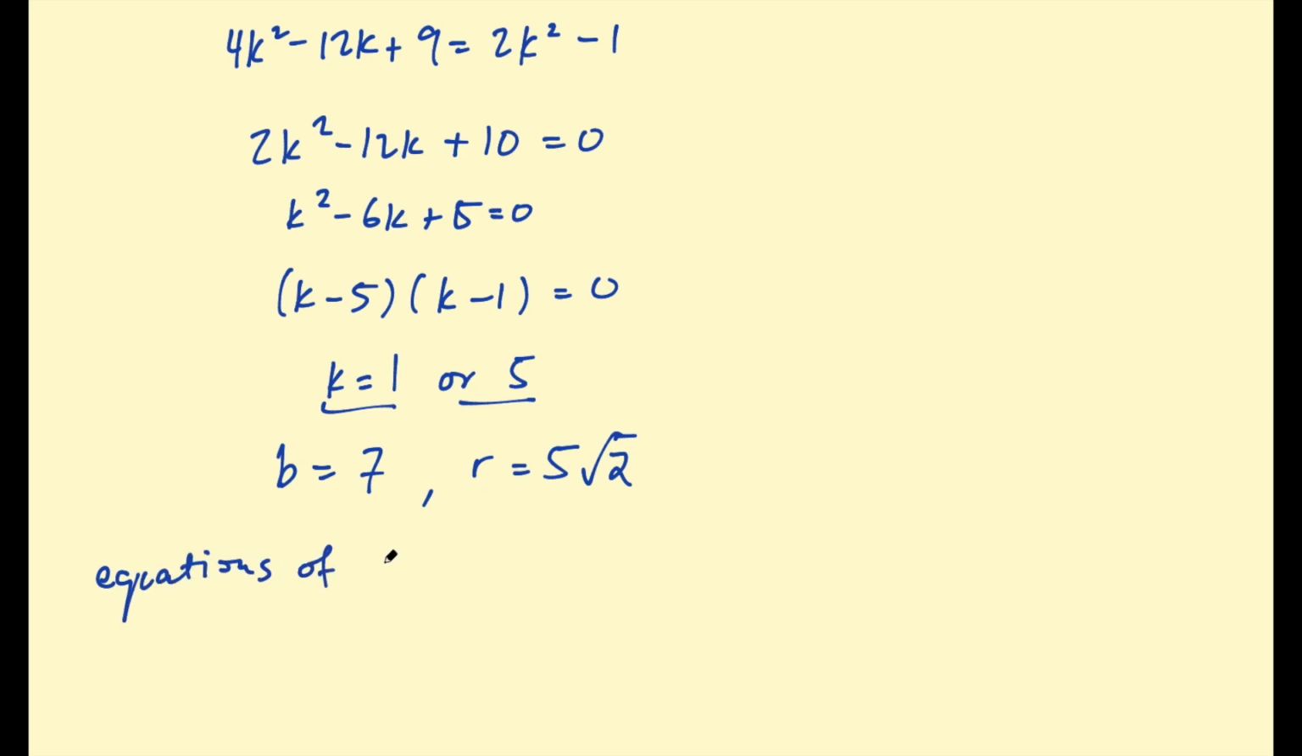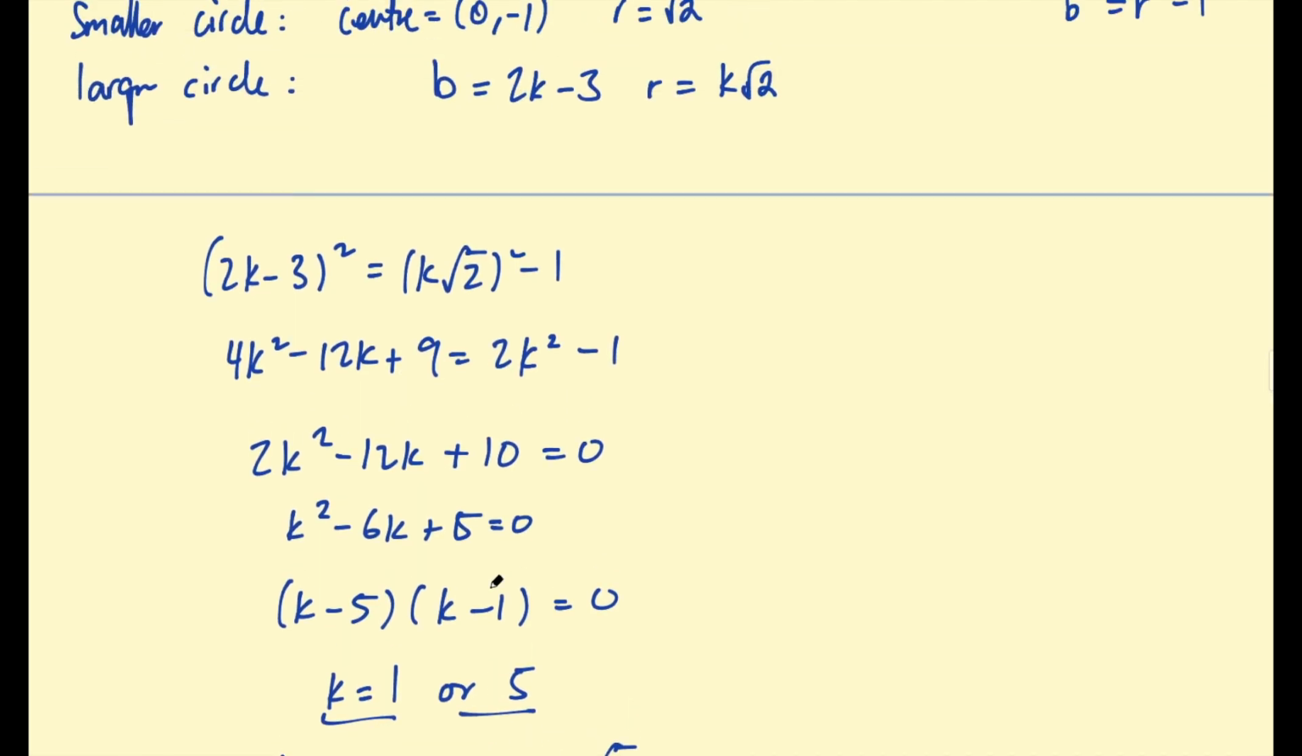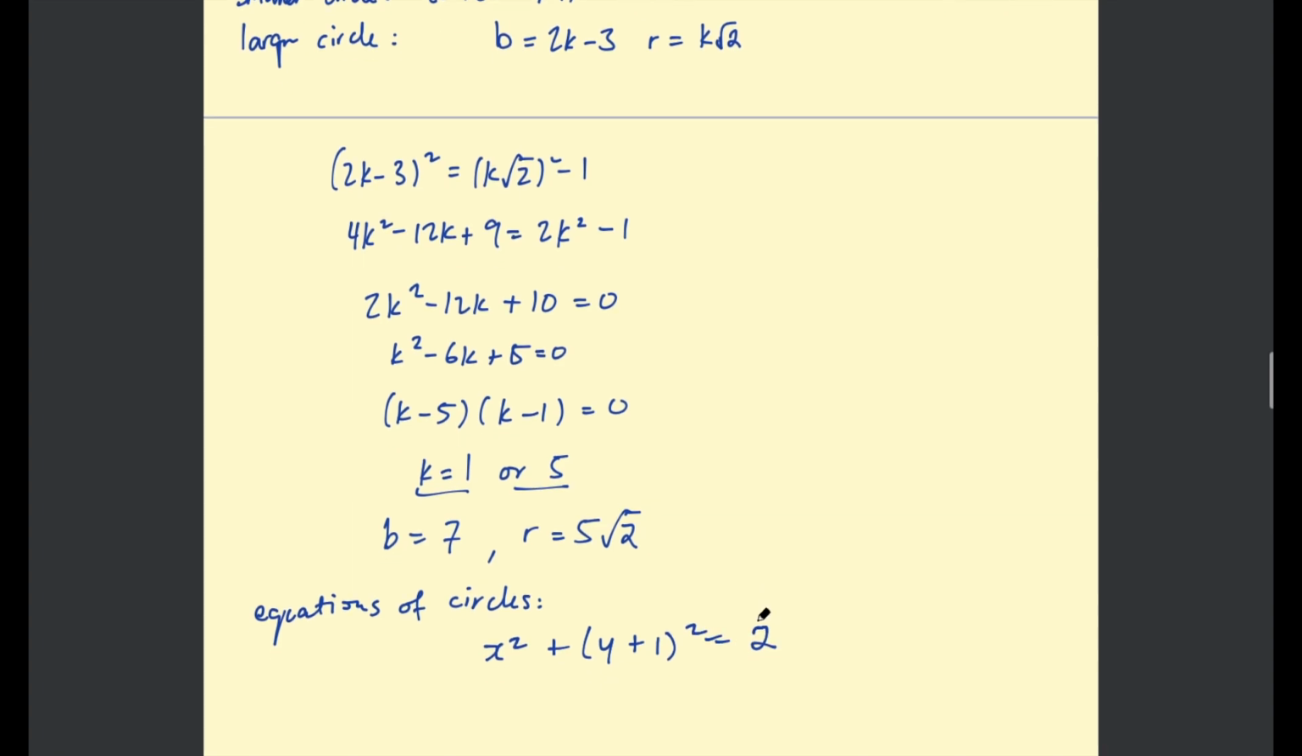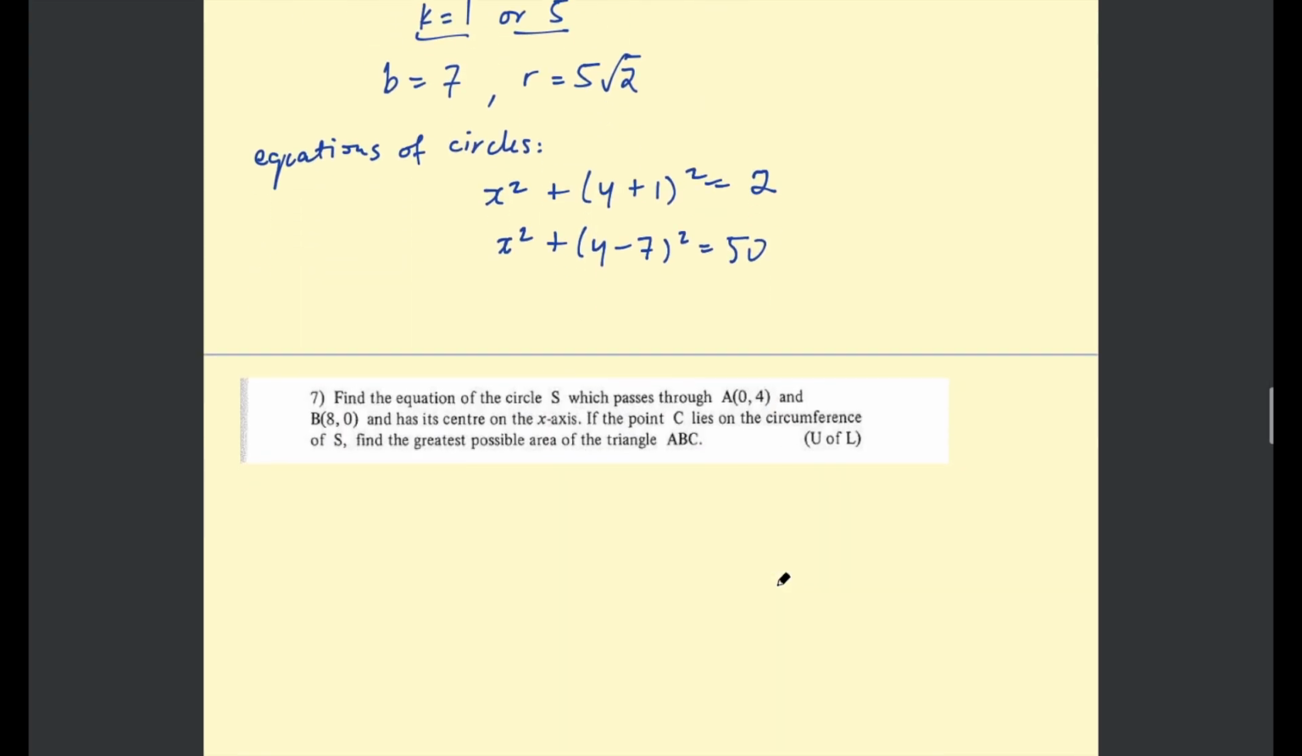Equations of circles. The first one was x squared plus (y plus 1) all squared equals 2. And the second one was x squared plus (y take 7) all squared equals 50, since 5 root 2 squared is 50. Okay, so that's the final solution to that question. Pretty good question so far.